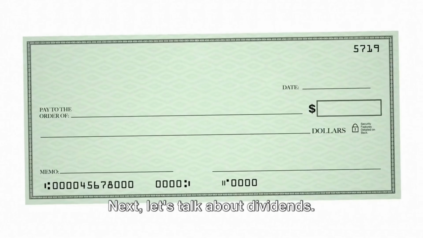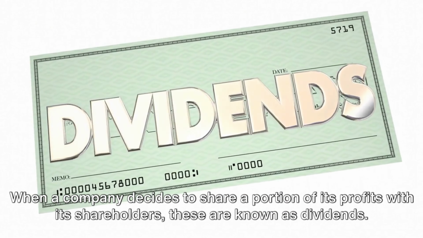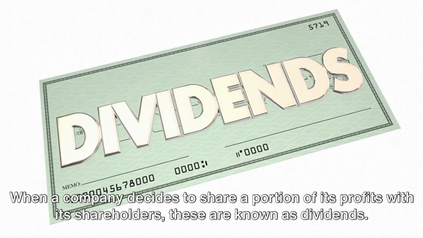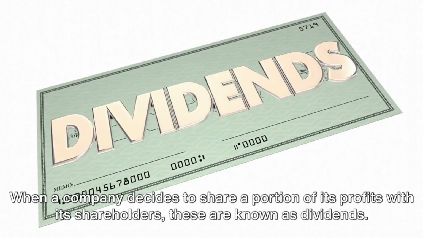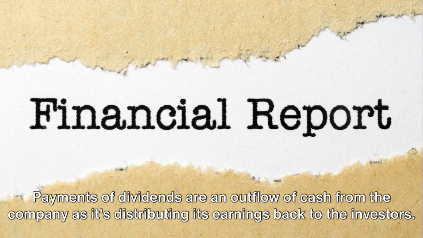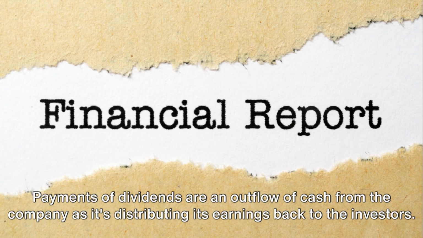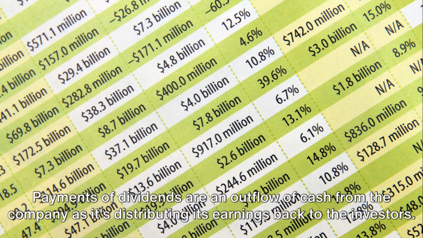Next, let's talk about dividends. When a company decides to share a portion of its profits with its shareholders, these are known as dividends. Payments of dividends are an outflow of cash from the company, as it's distributing its earnings back to the investors.